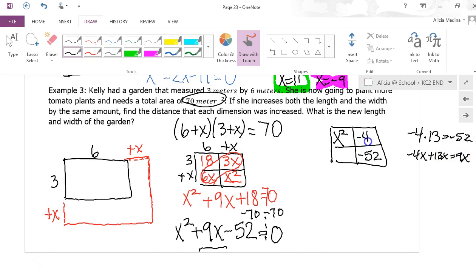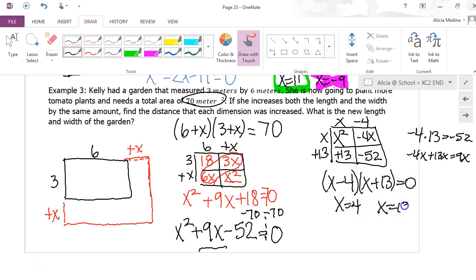So therefore, I have a negative 4x and a positive 13, which makes my outsides x minus 4 and x plus 13. And then my binomials become x minus 4 times x plus 13, but that did not ask me for the binomials. I need to find the x-intercepts. So that's going to be x is a positive 4 and x is a negative 13. But again, no negatives, right? No negatives, which makes my only answer then a positive 4.